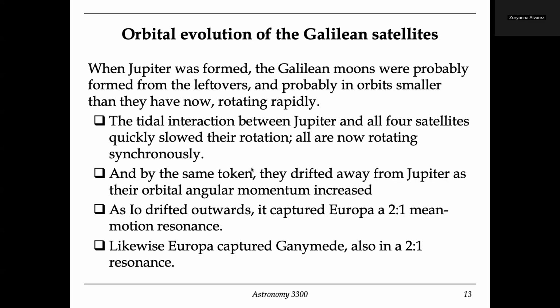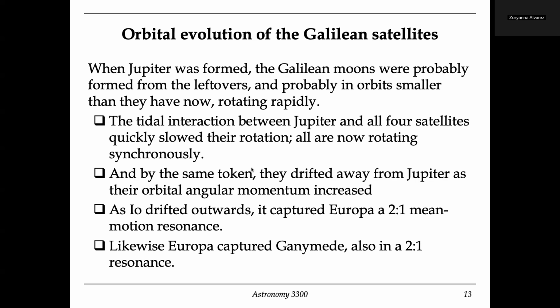Okay. And similarly, as they're trading that rotational energy, their orbital angular momentum is increasing. Okay, so that's happening here, and they drift outwards. So Io drifts out until it captures Europa in a 2-to-1 resonance, and the system now, okay, can't move past that.